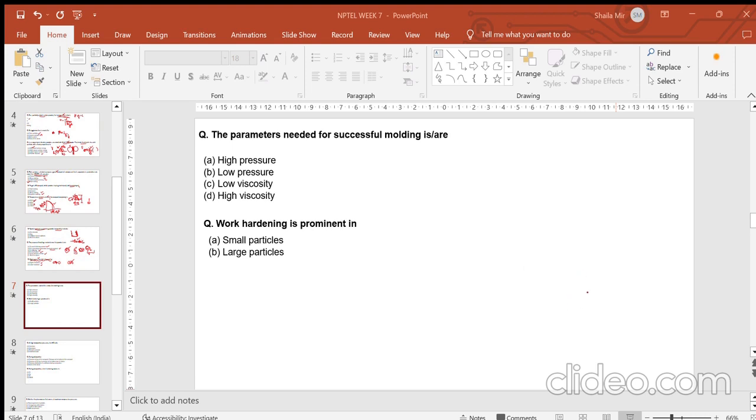What you are giving at the top will not be the same at the bottom, because the material is going through some changes during pressing, or during giving that pressure for compaction. So the right answer is that the pressure at the top and the pressure at the bottom are not the same.